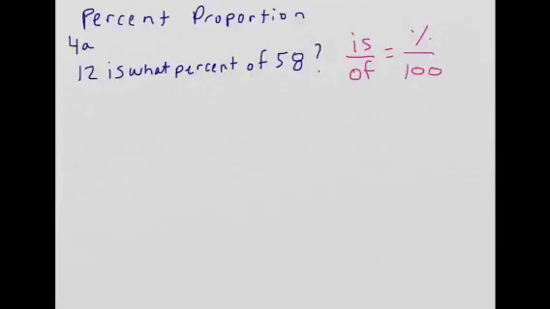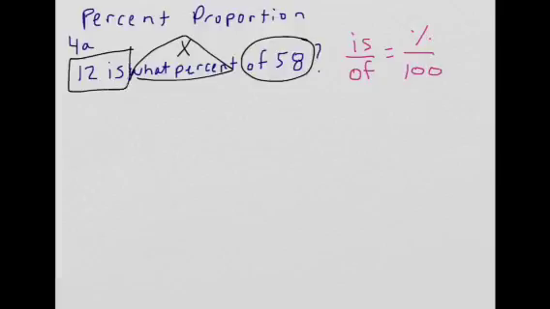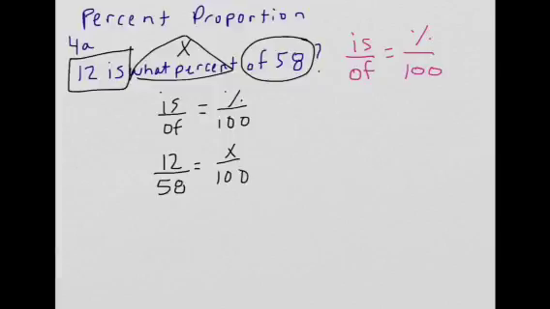Percent proportion. So percent proportion formula is is over of is equal to percent over 100. So my percent, I don't know, so that's going to be X. My of or my total is 58, and my part or my is 12. So I'm going to go ahead and write is over of is equal to percent over 100. I'm writing my formula first, and now I'm going to substitute in. So it's going to be 12 over 58 is equal to X over 100.